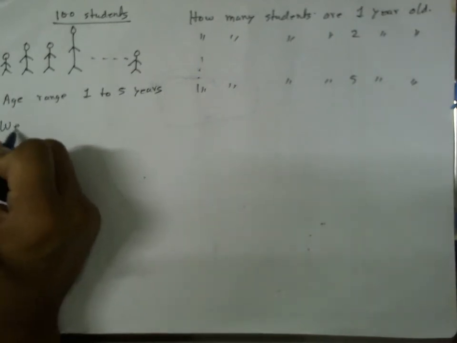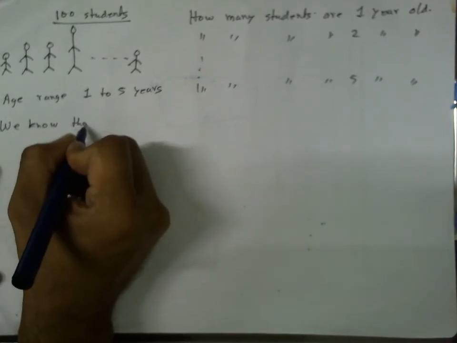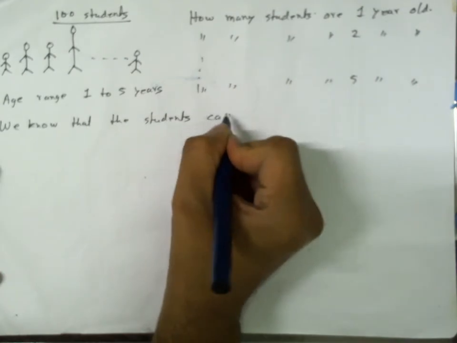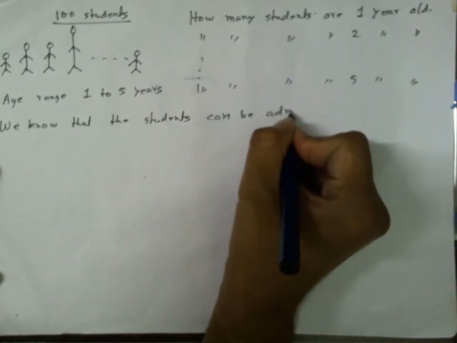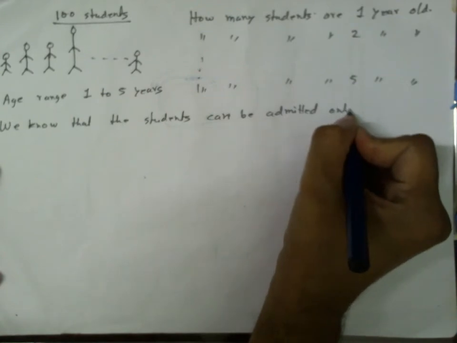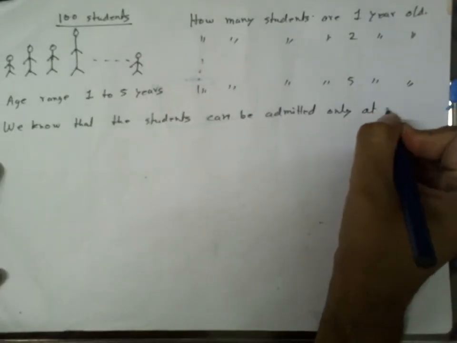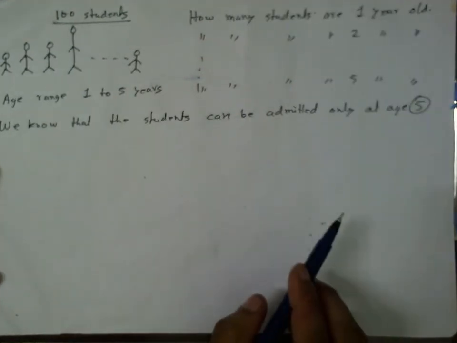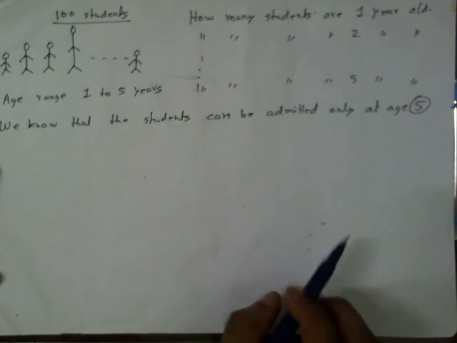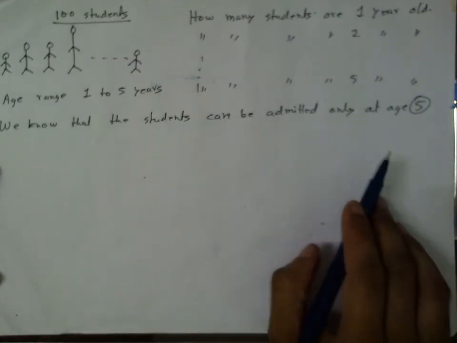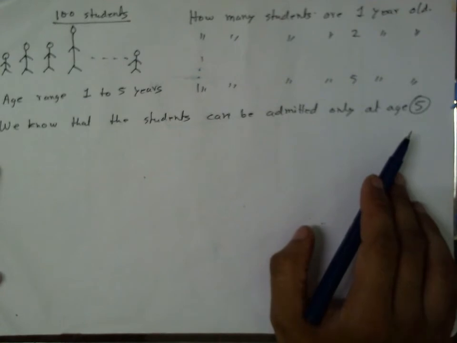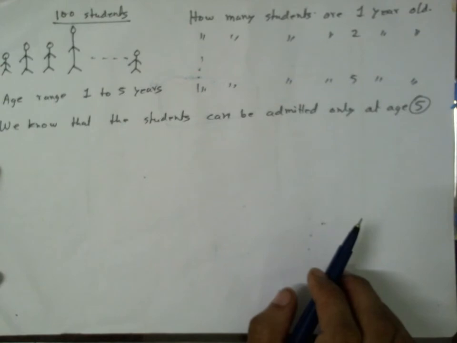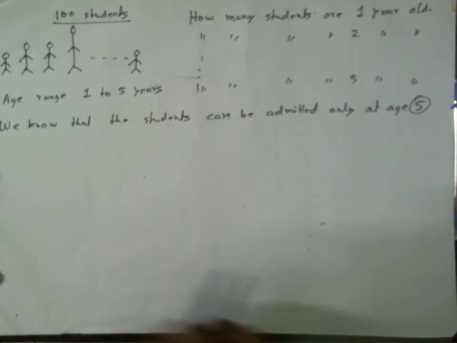And we know that the students can be admitted only at the age of 5. So students below the age of 5 are not allowed in school. So this is the only thing that I can observe, and from that I have to count how many of them are of age 1 year, 2 years, 3, 4, or 5 years.